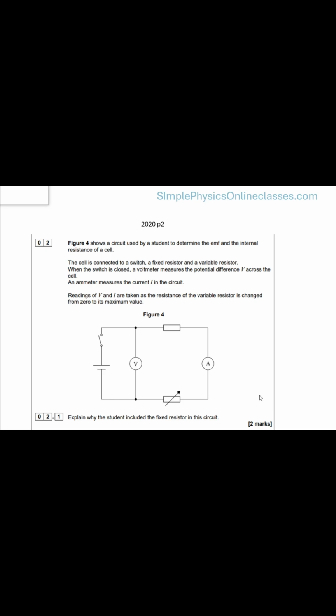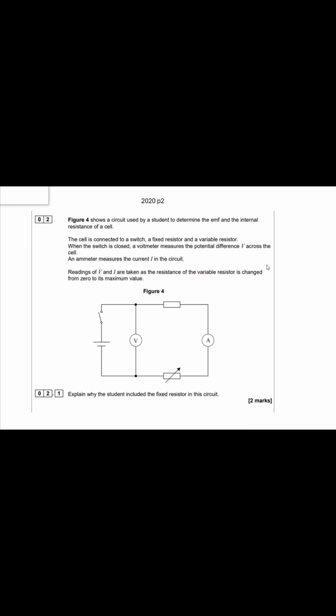Hello Mustafa, so thanks for these 2020 AS AQA paper 2 questions. So let's have a look at this one. Figure 4 shows a circuit used by students to determine the internal EMF and internal resistance of a cell. The cell is connected to a switch, a fixed resistor, and so on. Readings of V and I are taken as the resistance of the variable resistor is changed from 0 to a maximum value. So you'd have done this practical. It's really straightforward.